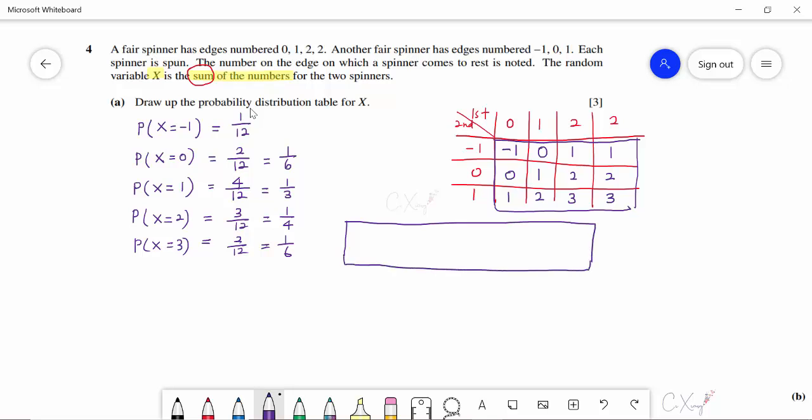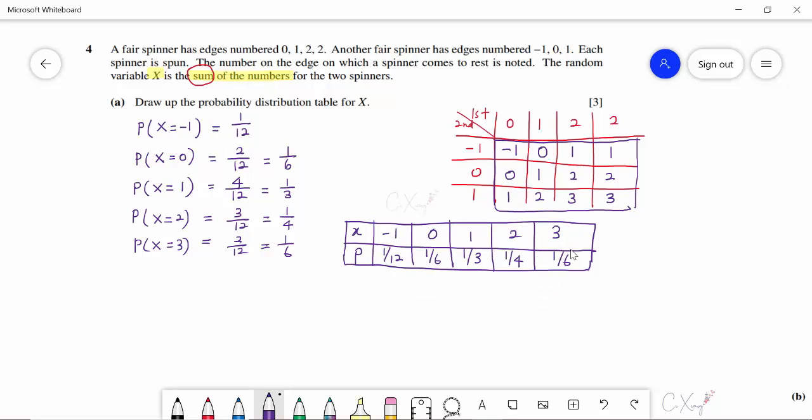and list out all the values of x with the respective probability. So I'm having the value for x and also p. I can have x equal to -1, 0, 1, 2, and 3. This will be 1 over 12, 1 over 6, 1 over 3, 1 over 4, and 1 over 6.